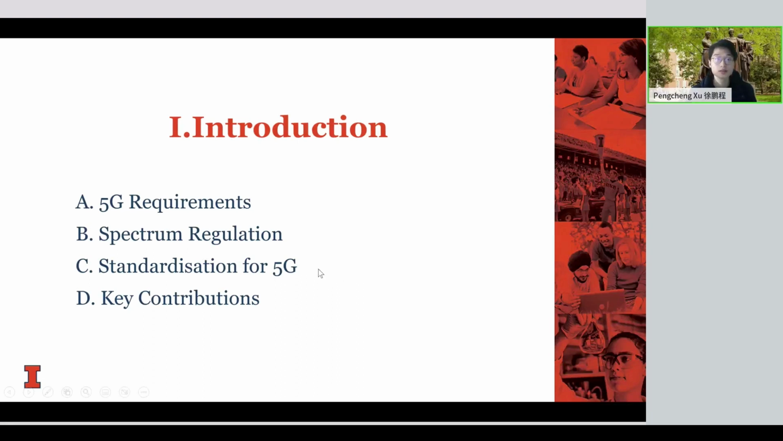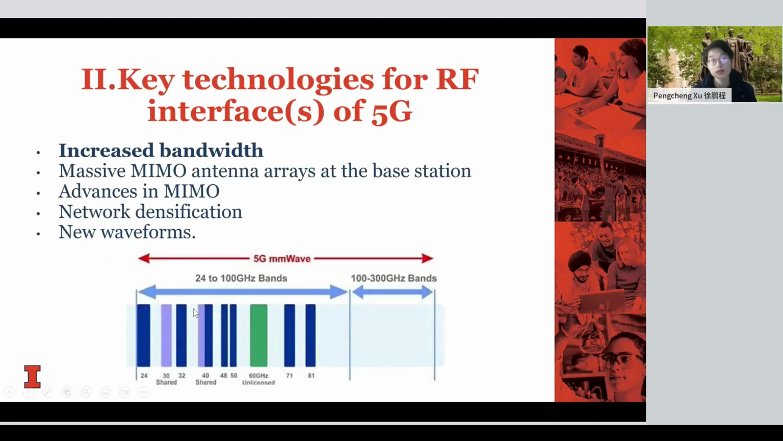Introduction is like this, and we are going to introduce the key technologies for the RF interface of 5G. The first key technology is increased bandwidth. Mobile systems today are widely deployed in the microwave bands, less than 6 gigahertz, and the bulk of the deployments use frequencies below 3 gigahertz. This spectrum is hugely congested.